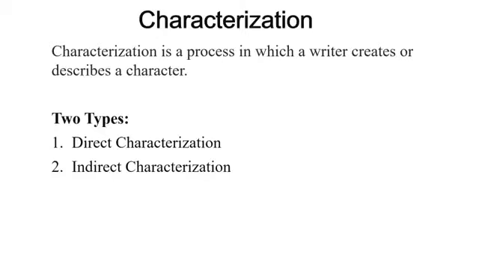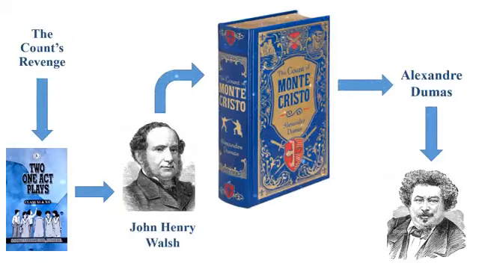A reminder that the method mentioned earlier is used only for recognizing the indirect characterization. Focusing on these 2 categories, I will also be giving examples along the way, mainly from the first year class play The Count's Revenge, written by John Henry Walsh, which, as you all should know, is an adaptation of the classic novel The Count of Monte Cristo, written by Alexander Dumas.